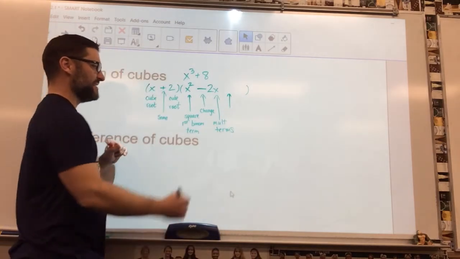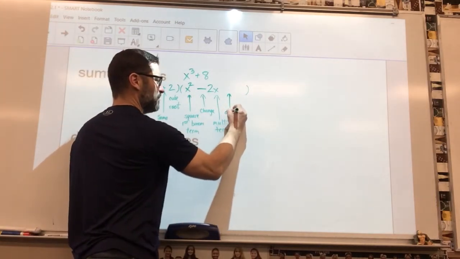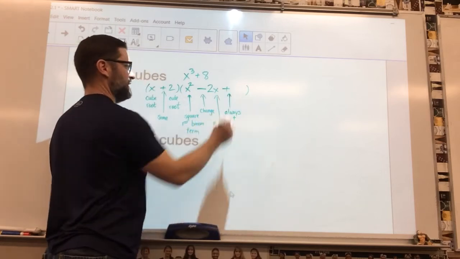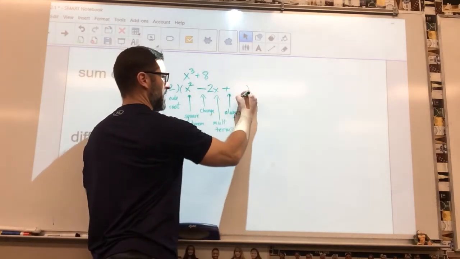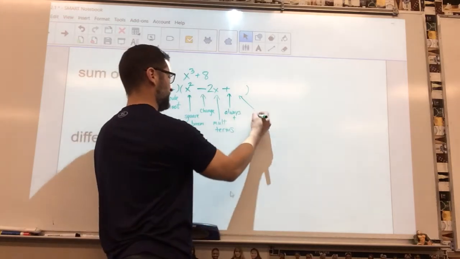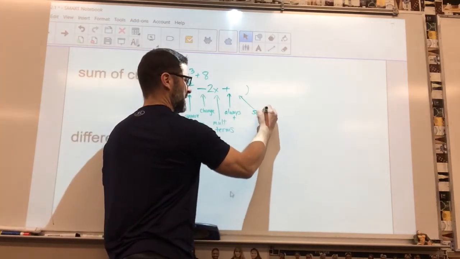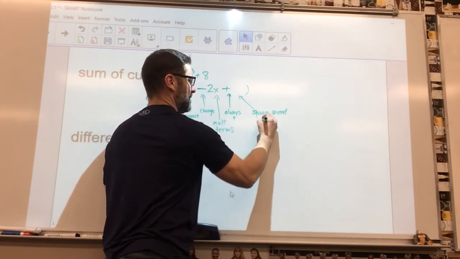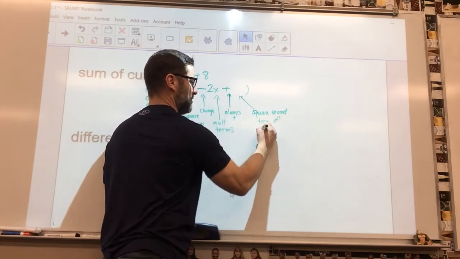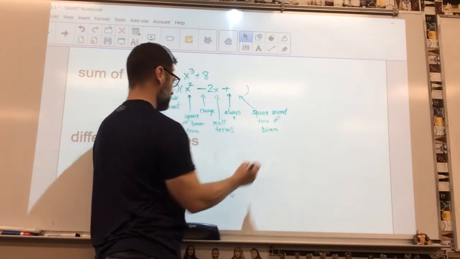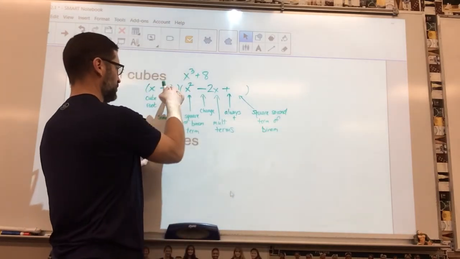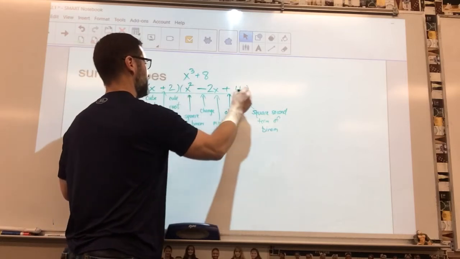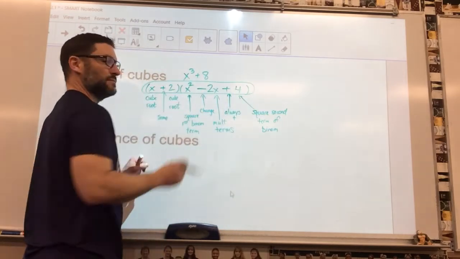So that last sign is always plus. So this is a plus sign. And then this spot right here is square the second term of the binomial. So 2 squared is 4. Your answer is this big long thing here.